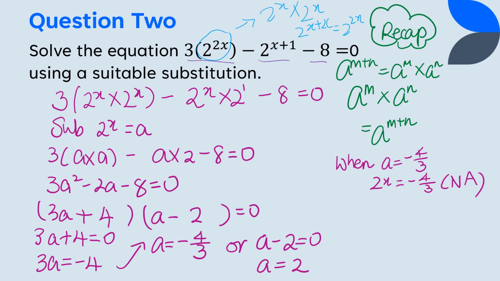So the first equation will be 2 to the power of x equals negative 4/3, which in this case is not valid, because 2 to the power of x is positive and the other side is negative. There's no such value for x. So the first equation is not applicable. However, the second equation is possible. 2 to the power of x equals 2 to the power 1. So therefore, x equals, oh, I made a mistake here, sorry. x equals 1.